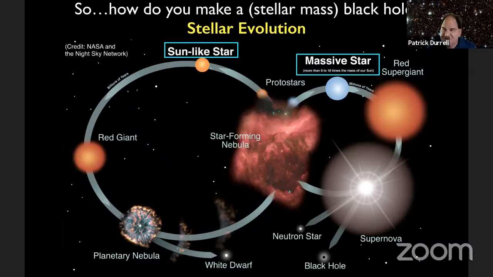Now, most stars go through a quiet life. They run out of their hydrogen and eventually settle down into what's called a white dwarf. 99.99% of stars are going to go this way. It includes the sun.